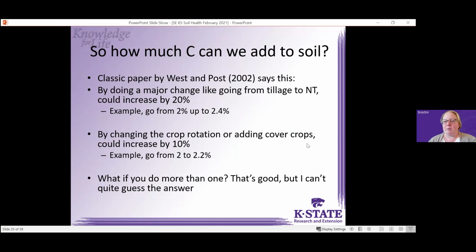And what if you change the crop rotation and add cover crops? That could increase the organic matter by 10%. So if you started at 2, you could go to 2.2. So what if you do both? That's good, and you'll get more organic matter, but there's not quite a relationship that I know of yet for predicting what that number should be, and it's maybe not quite additive.